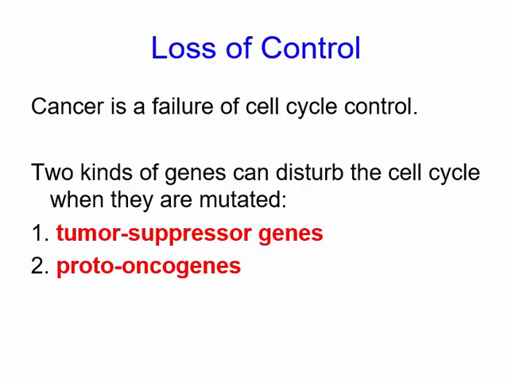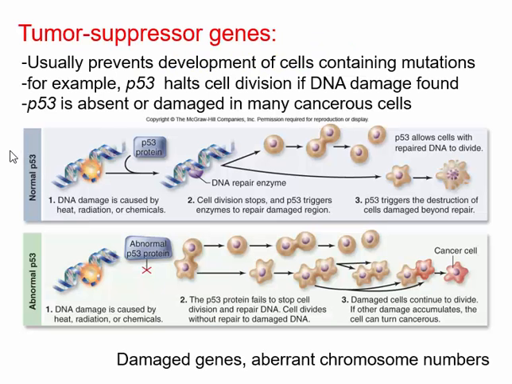And there's two kinds of genes that are associated with these disruptions in the cell cycle. There's these tumor suppressor genes and proto-oncogenes. So let's start with tumor suppressor genes. Now, the name itself gives you a hint of what's happening here. In a normally functioning cell, we'll use this example of P53. So this is an important tumor suppressor gene. This is part of a pathway that detects DNA damage.